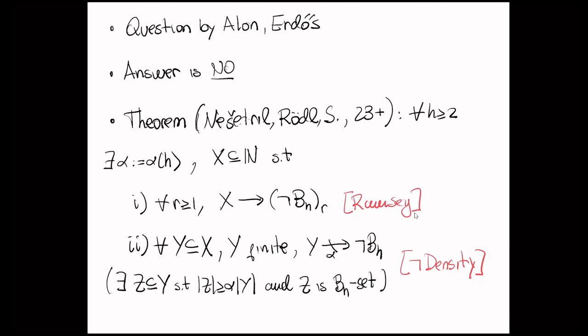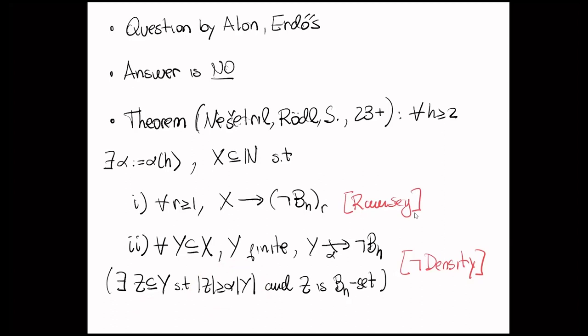Such that there exists an infinite set x such that no matter how I color x, I'm going to find two sums of size h that are equal, a solution of that system, right? But for every finite y, I can find a large set z of size at least alpha times y that is a BH set and doesn't contain a solution of that statement. Okay? That's it. So these are two results that we had. I think that they are nice.